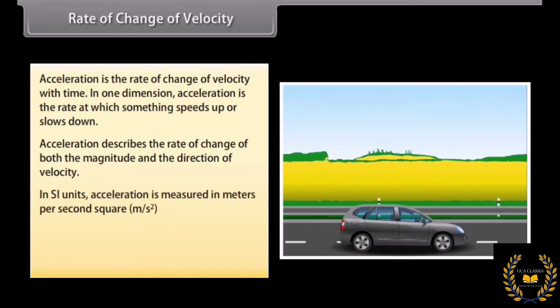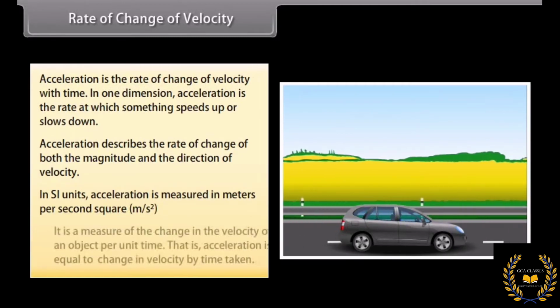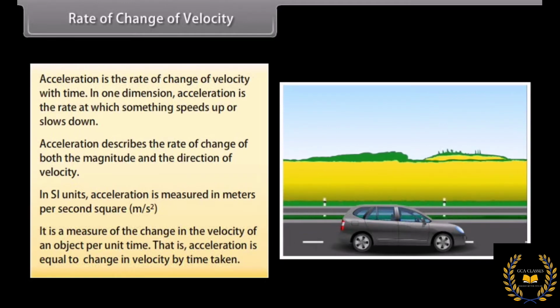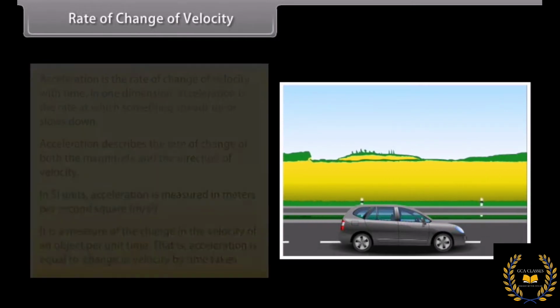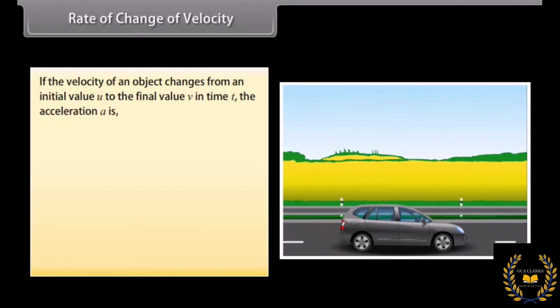In SI units, acceleration is measured in meters per second square. It is a measure of the change in the velocity of an object per unit time. That is, acceleration is equal to change in velocity by time taken. If the velocity of an object changes from an initial value u to the final value v in time t, the acceleration a is v minus u upon t.